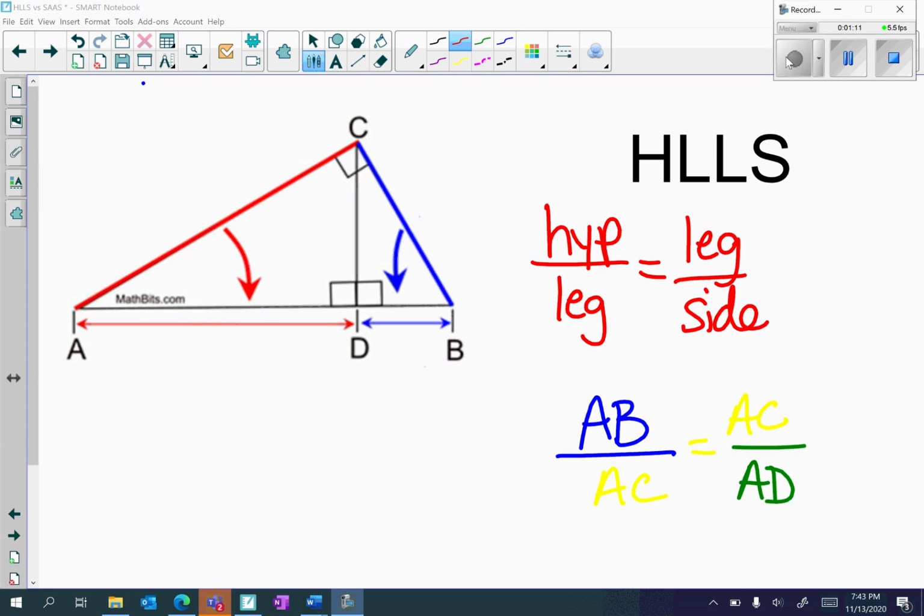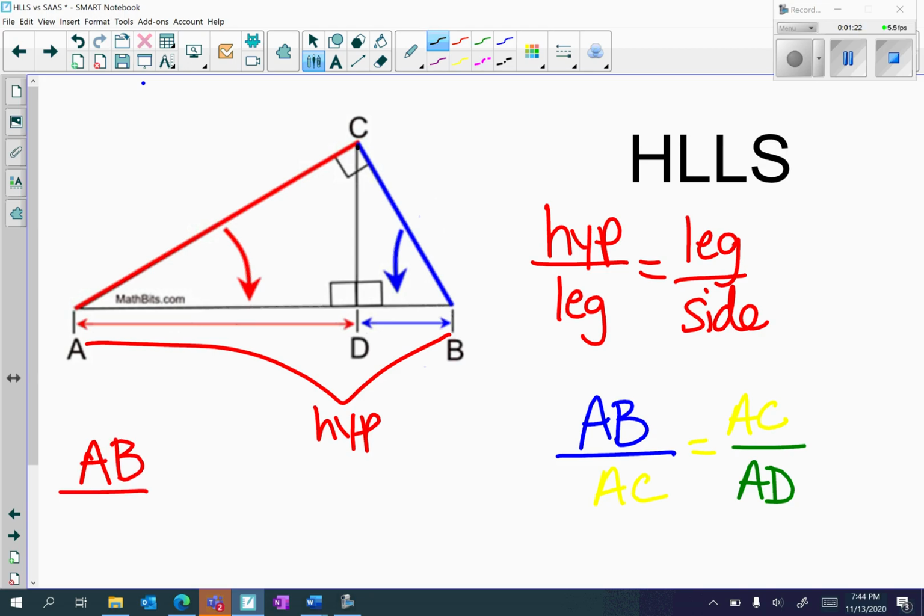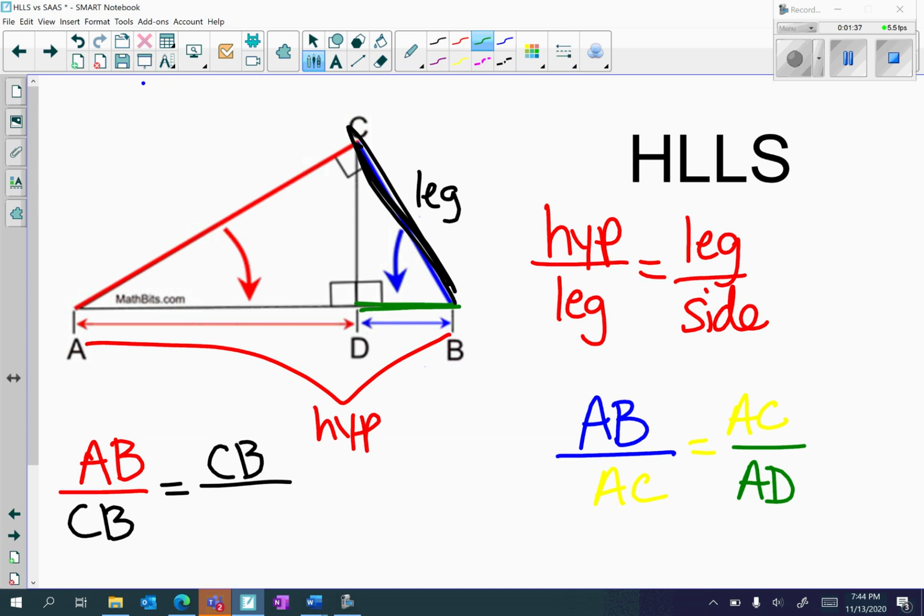Next, another way to look at this is, again, my hypotenuse is AB over my other leg is CB, is equal to the same leg, which is CB, over DB, which is the side. For this, we're looking at the smaller triangle on the right. That's how you set up the Hill's proportion.